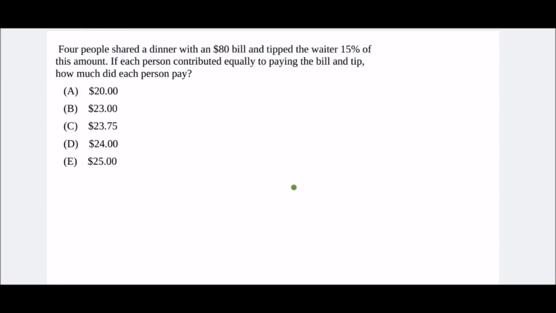Here is our next question. 4 people shared a dinner with an $80 bill and tipped the waiter 15% of this amount. If each person contributed equally to paying the bill and tip, how much did each person pay? So we have to analyze the question first. $80 bill and 15% of this amount they tip. So tip will be 15% of $80.